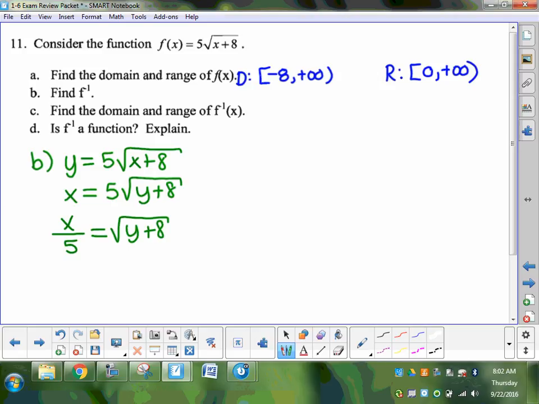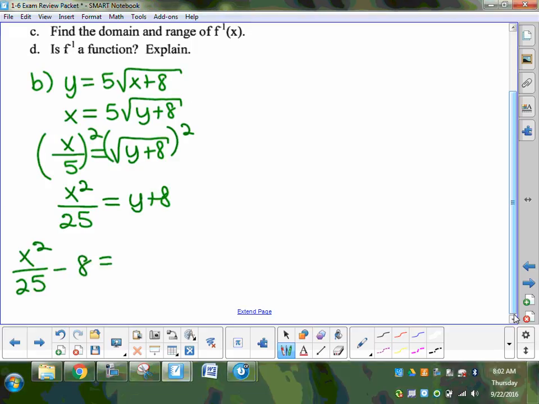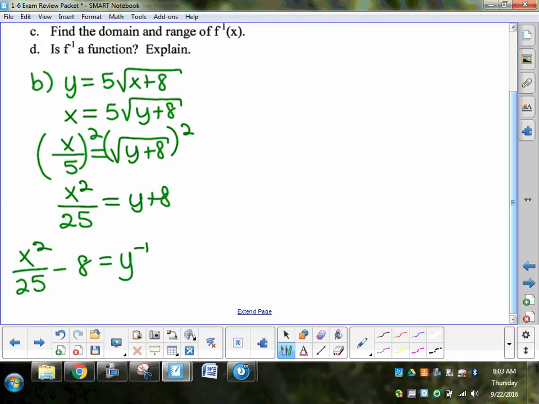So what do I get if I square? And again, at least from Regents kids, they struggle with this. I don't know how comfortable you are. Do you know what this would be? Square 5 by 3. Perfect. You've got to remember to square both components. That's going to leave you with y plus 8. Now over here, I would go through and subtract the 8, so I'd be left with x squared over 25 minus 8 is going to be equal to y inverse, which is the same as our inverse function in this case.